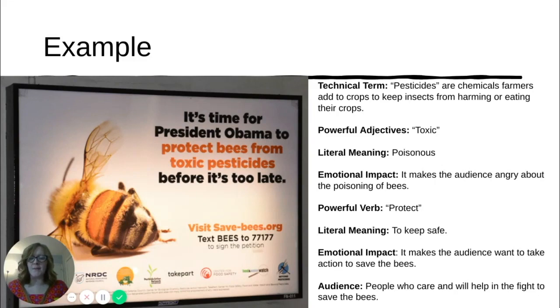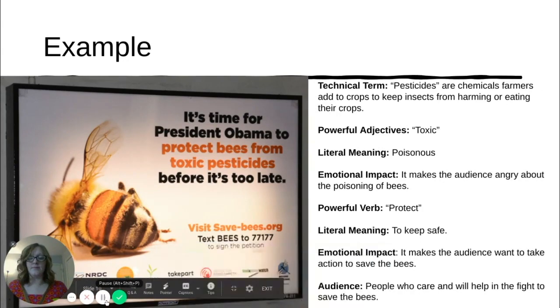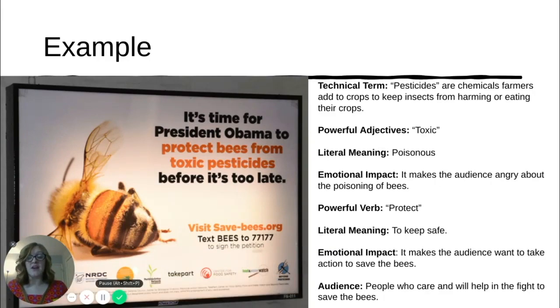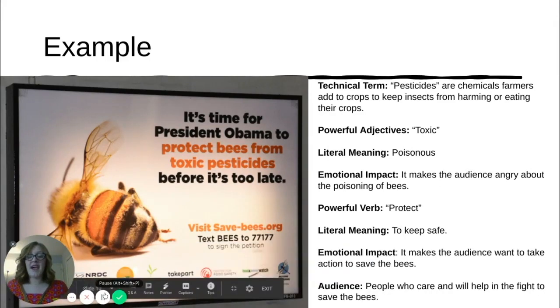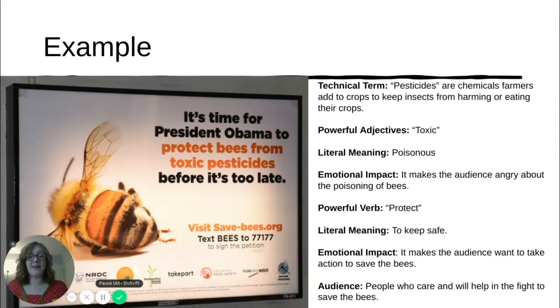They're likely to pick up their phone and text bees to 77177 right away to sign this petition. The audience this is intended for are people who care and will help to fight to save these bees. By appealing to pathos, or strong emotion, the advertiser has done a great job in persuading the audience to help by signing this petition.